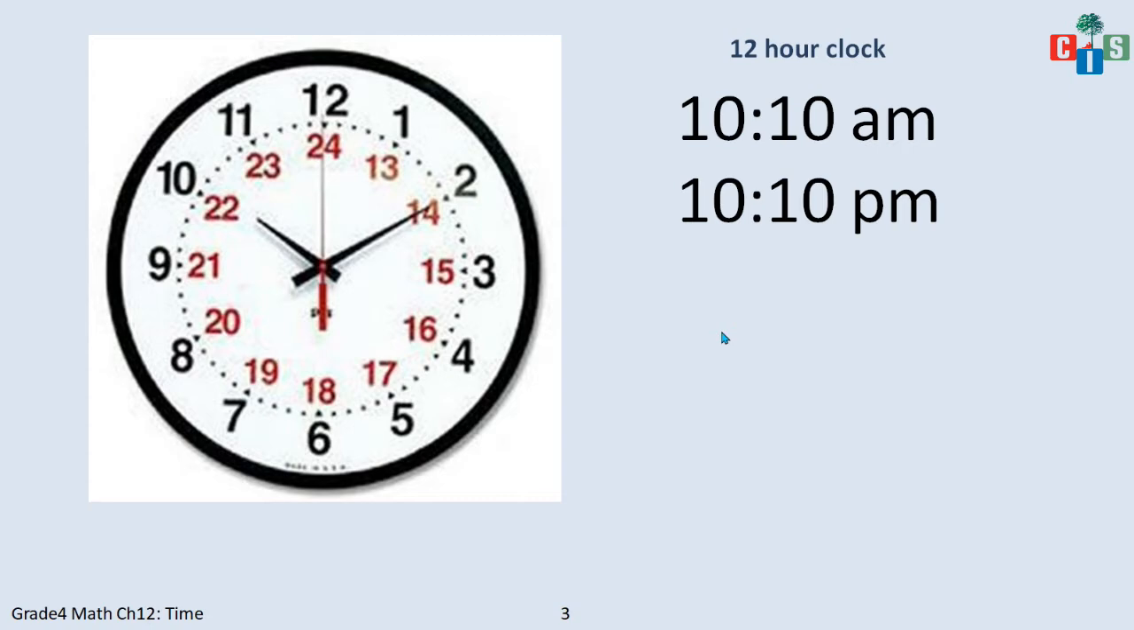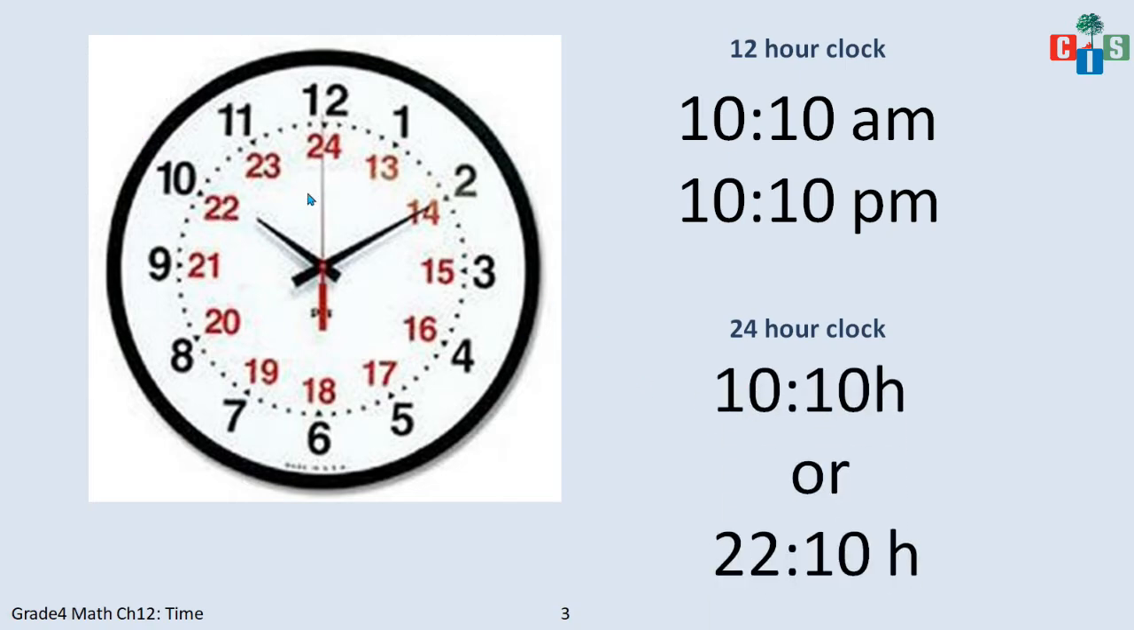And if I ask you to write the time shown on this clock on a 24-hour basis, what is the time you will say? See, 10 stands for 22. So we will have 22 hours and then the minutes hand is on 2, so 10 minutes. So 22 hours 10 minutes is the time if it is a 24-hour clock.